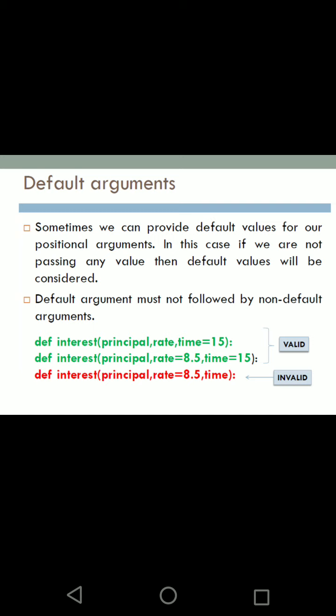Now, what are default arguments? Sometimes we can provide default values for the positional parameters. I have a function interest for calculating the interest, where I have three parameters: principal, rate and time. There I am saying that time will be constant all the time, so there is no need to specify the value in the function call. There you can assign time equal to 15. That is one argument at the rightmost end.